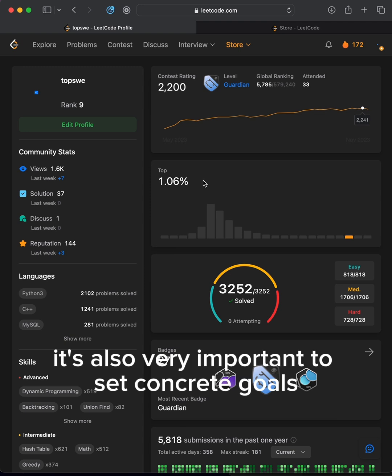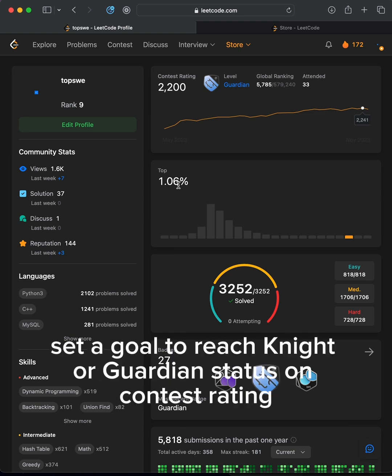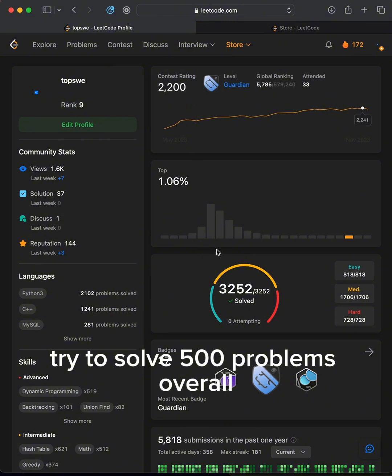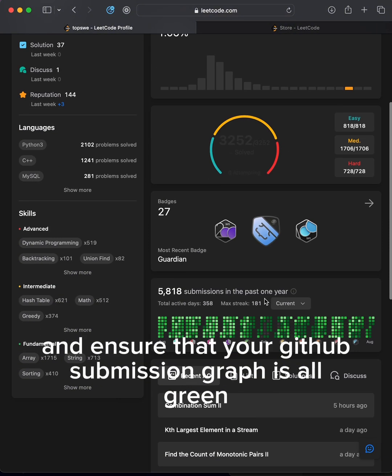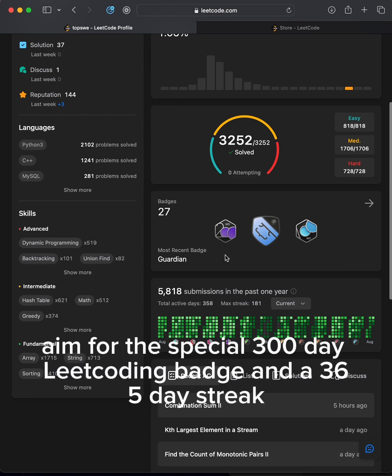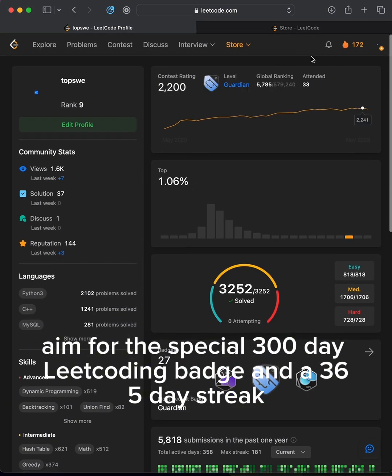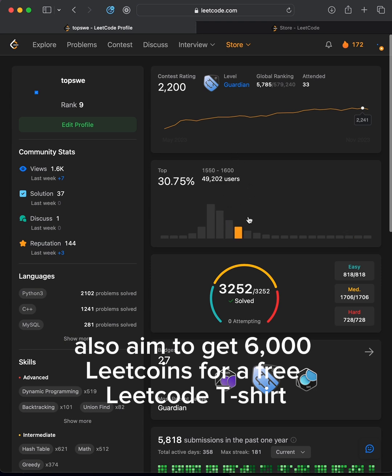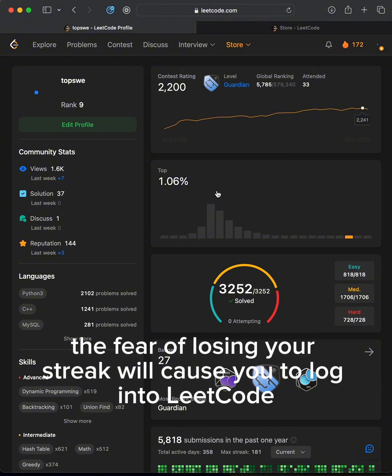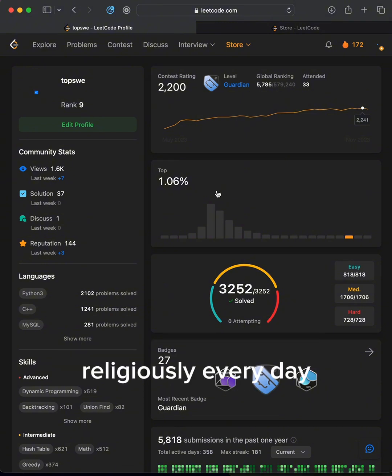It's also very important to set concrete goals. Set a goal to reach Knight or Guardian status on contest rating, which is about 1,800 and 2,200 rating. Try to solve 500 problems overall and ensure that your GitHub submission graph is all green. Aim for the special 300-day LeetCoding badge and a 365-day streak. Also, aim to get 6,000 LeetCoins for a free LeetCode t-shirt. Before you know it, the fear of losing your streak will cause you to log into LeetCode religiously every day.